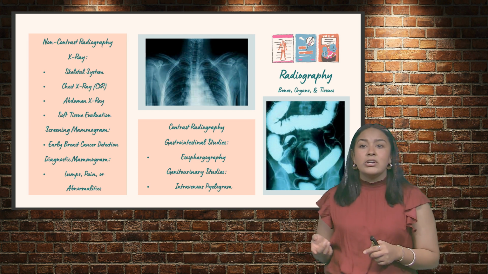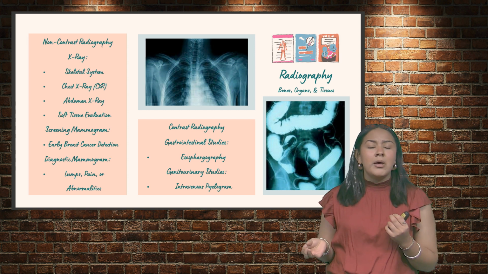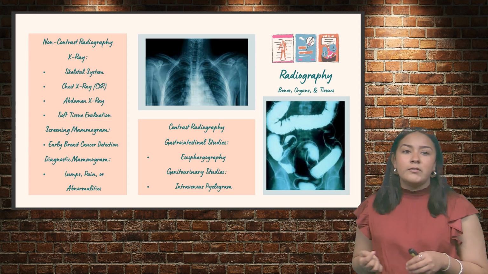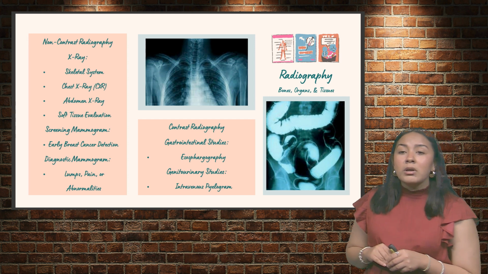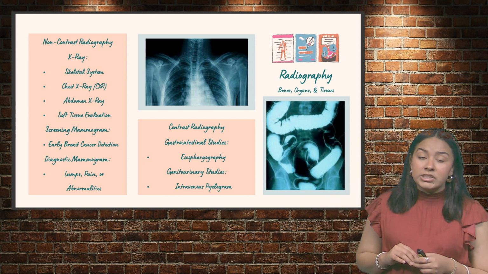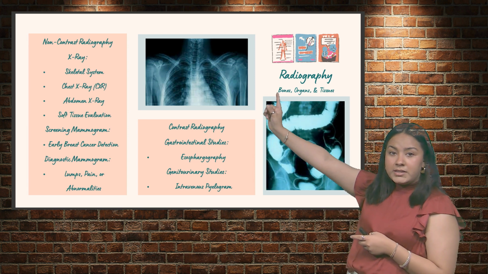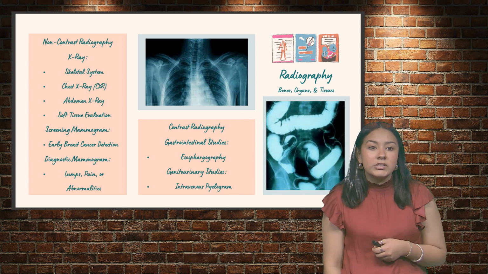So for our non-contrast radiography, we're going to be having a couple different x-rays. So this can be to see your skeletal system, your chest x-ray, to see if we have proper placement of tubes, to see if we have any pneumonia. We also have our abdomen x-ray and our soft tissue evaluation. And you can see here in this picture, this is a good example of our x-rays.